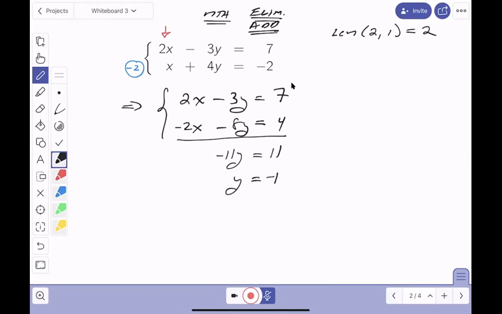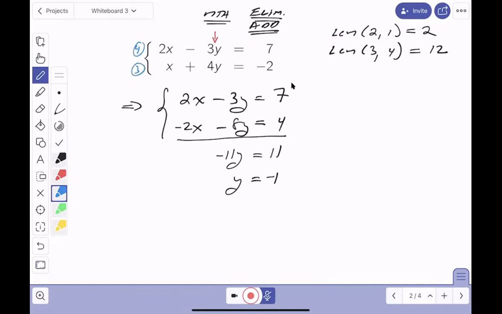Now, you could play this game all day long. All right, let me go to the next one. I'm going to erase this business over here, erase this up here, and I'm going to get rid of the y's now. So I'm going to write down the LCM now between 3 and 4. And what would that be? 12. So I'm going to multiply the top equation by 4 and the bottom equation by 3.